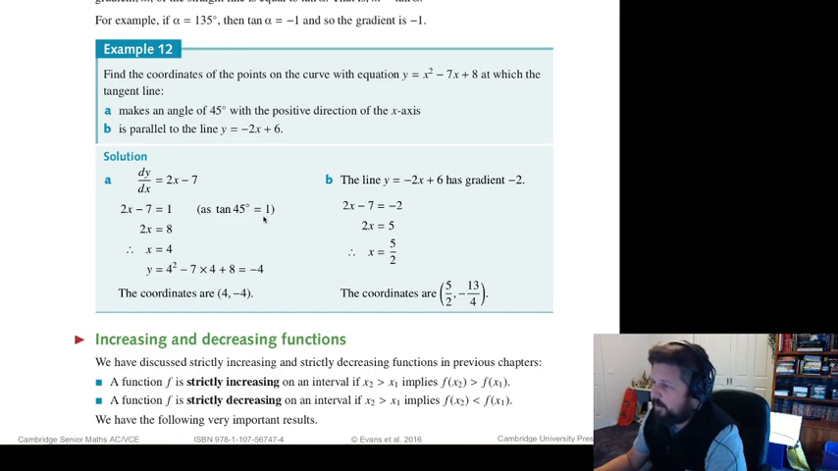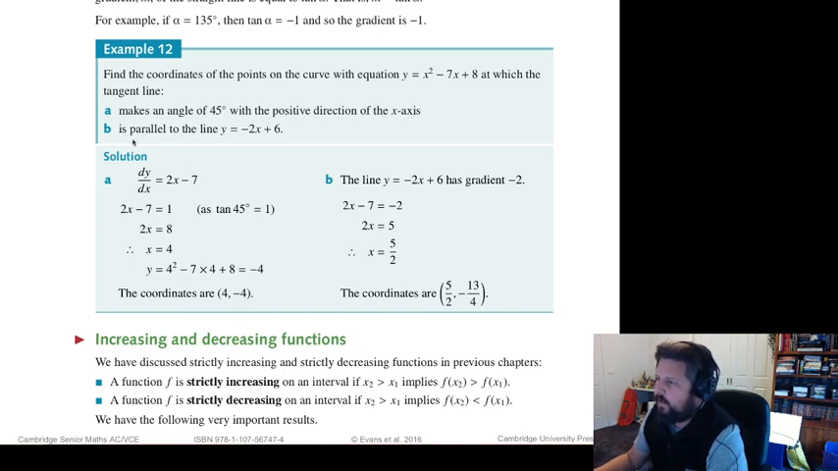Okay, so the slope of the graph, or the gradient, should be equal to 1. So we can make that equal to the derivative. From there, it's a matter of rearranging things to find out where this point is. It happens at x equals 4, and we can substitute that back into the original equation to find its corresponding y coordinate. So it makes an angle of 45 degrees with the positive direction of the x-axis at 4, -4.